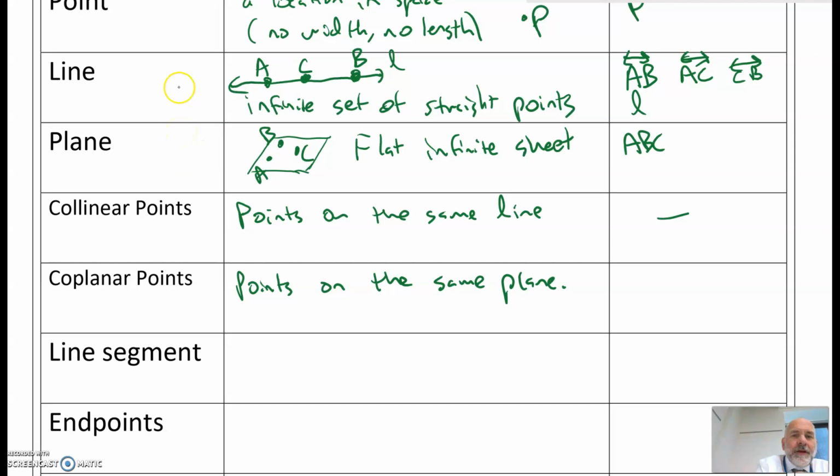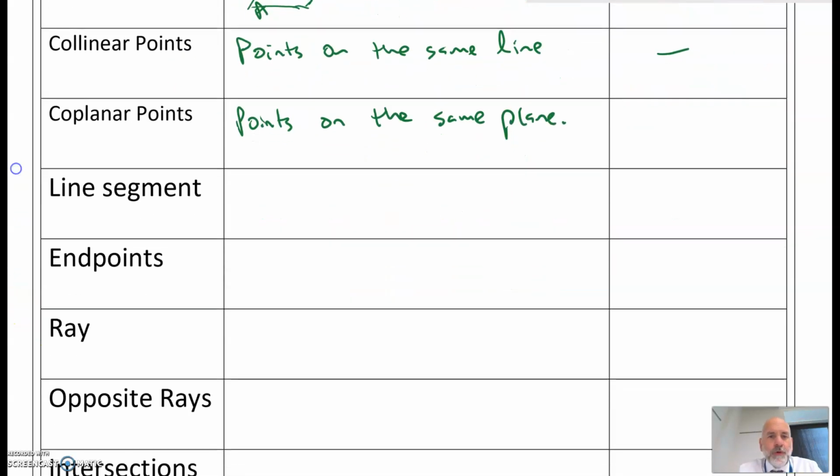Whereas on this one up here, these points are collinear. A, C, and B are all on the same line, but are they on the same plane? Well, sure. You could just do a flat sheet on that line. In fact, you could do a lot of sheets on that line, and all of those would be containing A, C, and B. So the points are definitely coplanar. There's no notation for that.